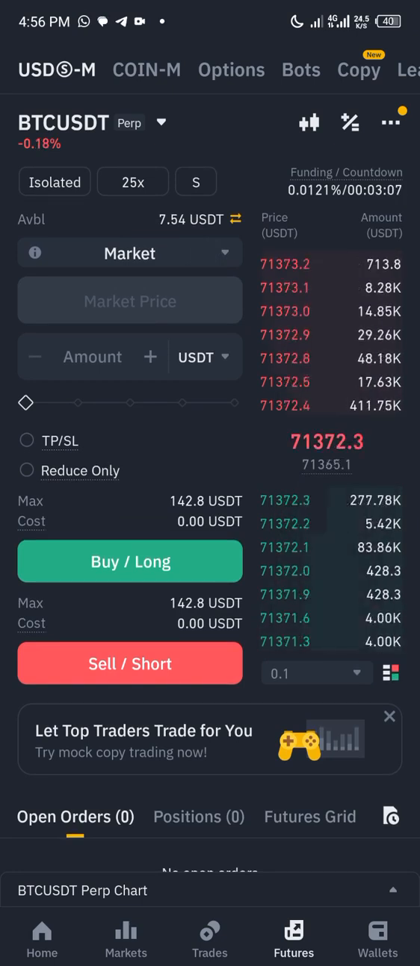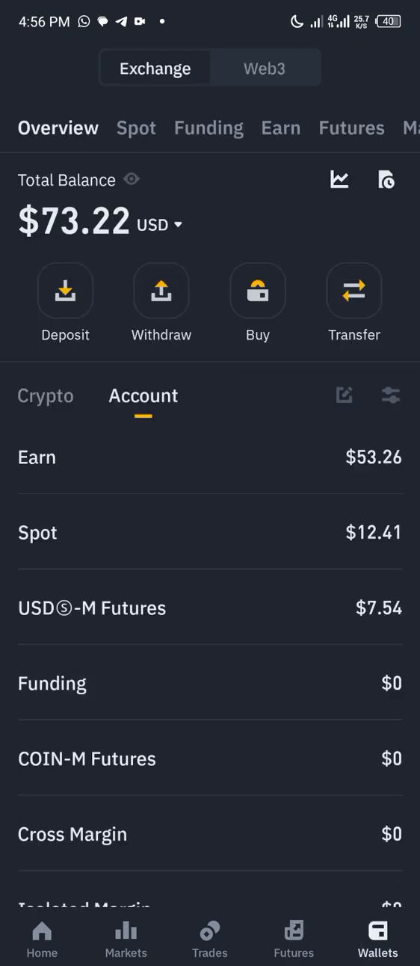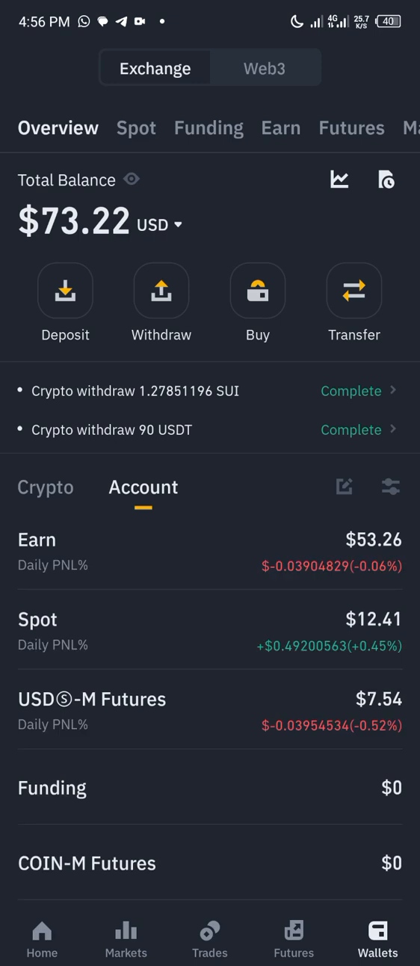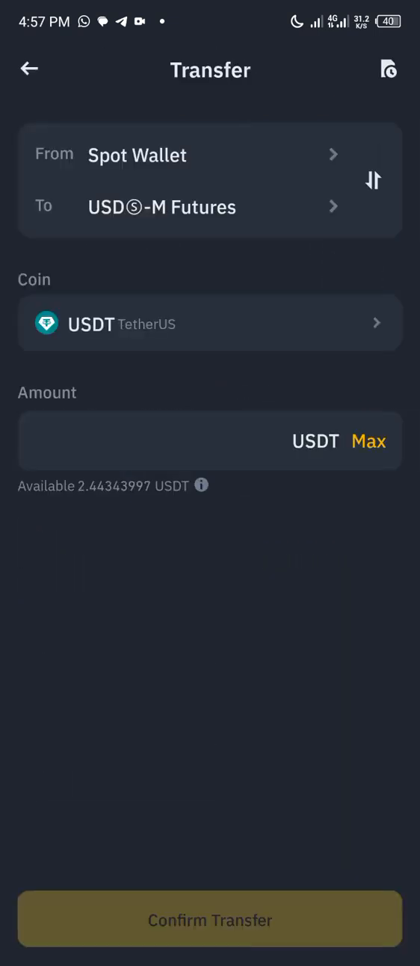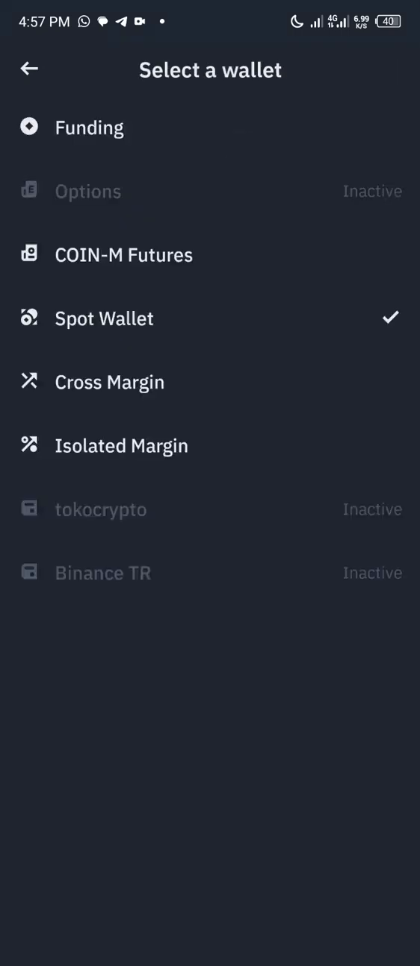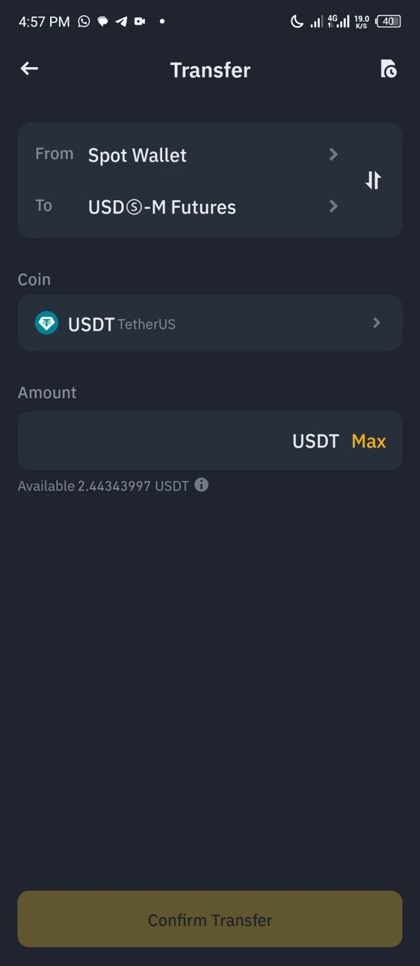The next, or the second option, is that you come here to wallet. When you click on wallet, you click on transfer right here. So when you click on transfer, as you can see, it is showing me this second option that I can use to fund my wallet. Always make sure that the wallet you want to fund from is at the top. It can be spot, it can be anything. So I'm funding it from spot wallet to USDM futures.